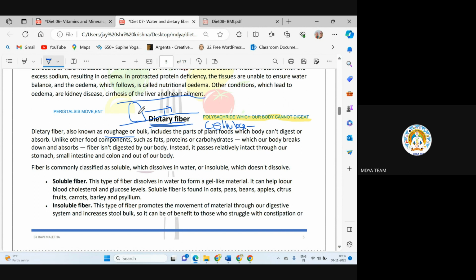If it will be soft like maida or something else, then the speed of this waste material in our large intestine will be decreased and it will lead to constipation. But if you are taking dietary fiber, this peristalsis movement increases and the chances of constipation decrease. In nowadays scenario, two major factors in our diet that lead to constipation are: first one is less dietary fiber.